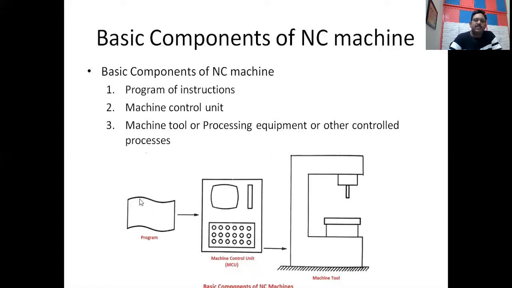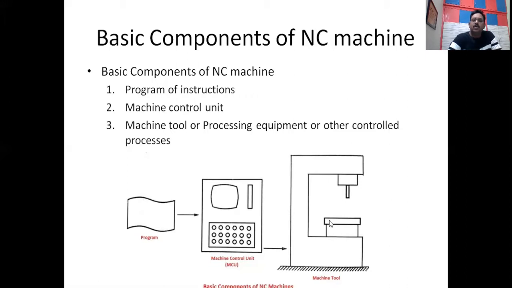These program of instructions may be in the form of punched tapes, and these punched tapes are inserted in the machine control unit, and this machine control unit can understand the program of instructions, and it will give directions or controls to the machine tool. So whatever instructions are given here, it can understand and instruct with the help of the servo motors or whatever mechanisms they have. It will give the instructions to the machine.